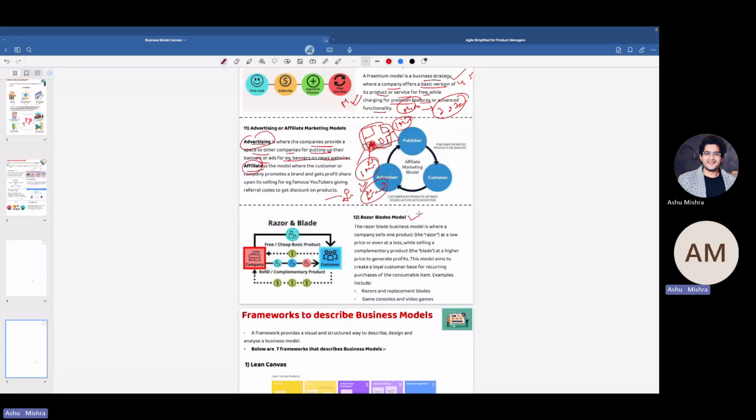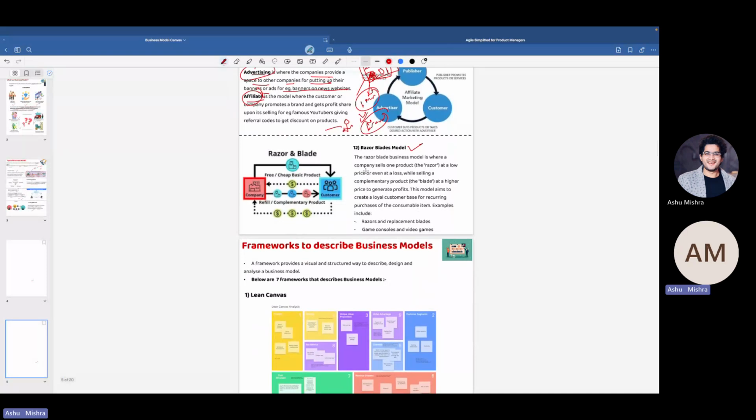Now coming to our last model, which is the razor and blade model. Now what happens over here is, guys, there is one product which is at a lower price, right, or even at a loss, and it is being sold along with a complementary product which is the blade. So let's say this is a blade, right, and this is a razor. Now the company would be incurring a cost of, let's say, X rupees, right? However, they would be selling it at a 10% discount, which is 0.9x, and selling this razor at a minimum cost also. Now, why are these companies doing that, guys?